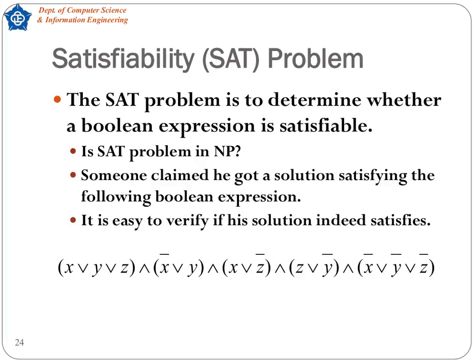Consider the conjunction of these 5 clauses over variables x, y, and z: not x or y or z, not x or y, x or not z, z or not y, not x or not y or z. All you do is substitute the proposed values for x, y, and z into each clause. If every clause comes out true, you've verified that the formula is indeed satisfiable.